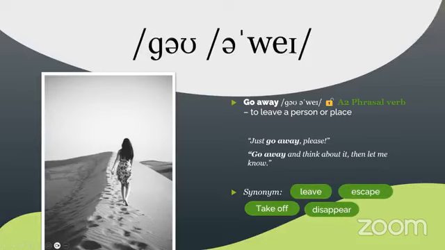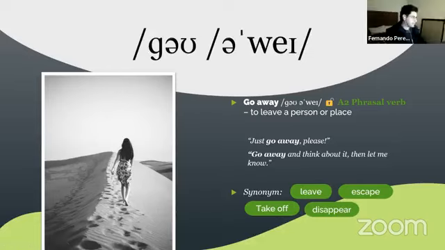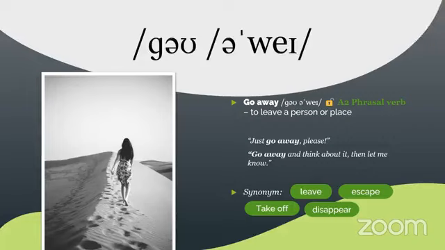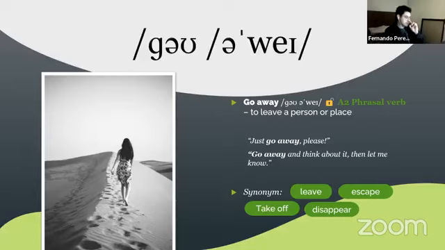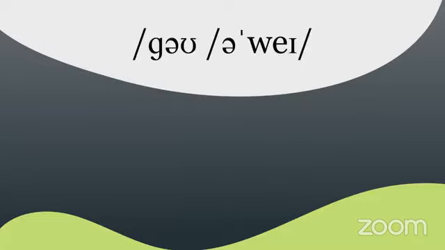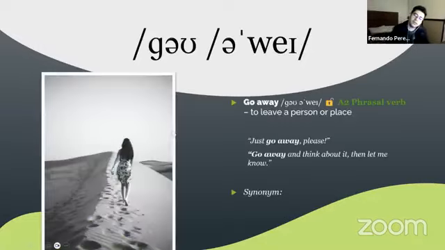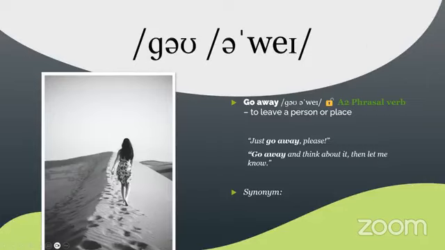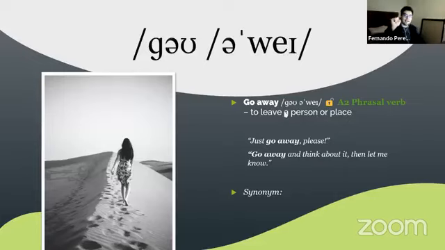to take off. Take off. Disappear. Okay. Take off is A2. It's easy. An example is: is it possible to leave a thing? Leave a thing, no. In this case, only person or place. Like bye-bye.